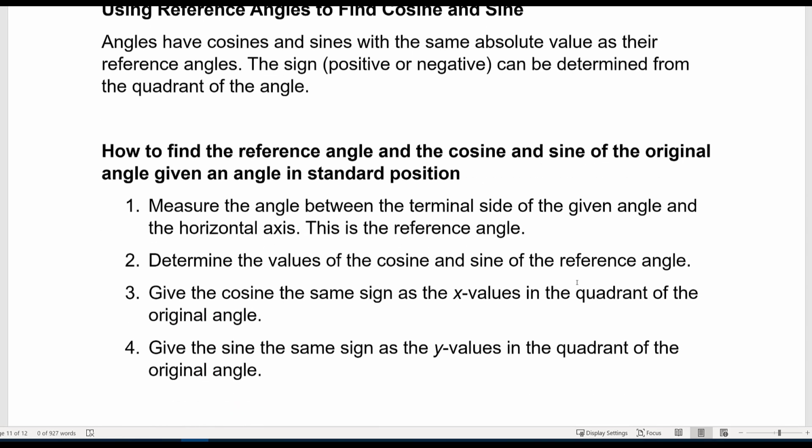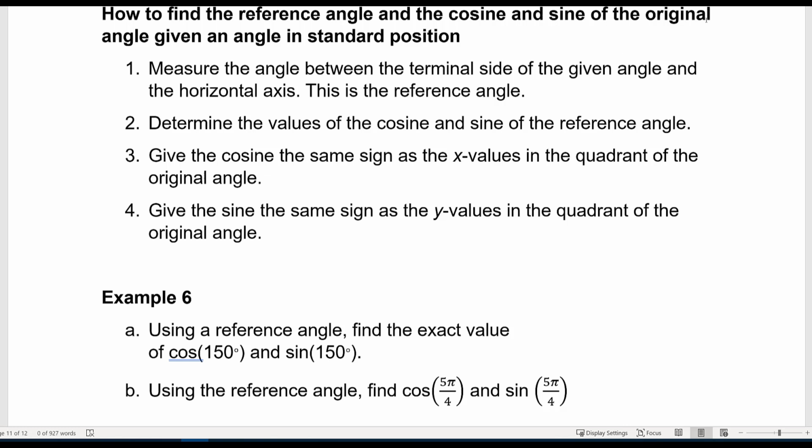Use reference angles to find cosine and sine. Angles have cosines and sines with the same absolute value as their reference angle. The sign, positive or negative, can be determined from the quadrant of the angle. So how to find it? We determine the values of cosine and sine of the reference angles.